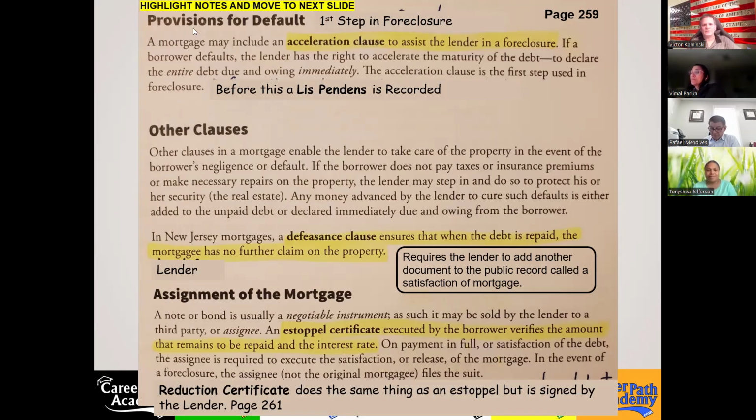So, above provisions for default, you wrote first step in foreclosure, and at the end of that paragraph, you wrote before this, a lis pendens is recorded, right? Then lender, you wrote lender under mortgagee, and this sentence here after the defeasance clause. And then after the estoppel certificate, you added a definition here for a reduction certificate. All right, you got all those things? Yep. Okay.